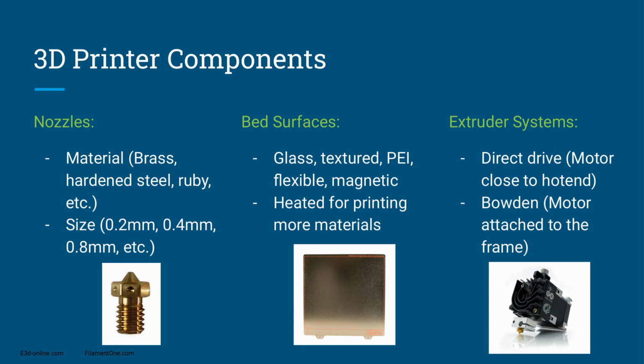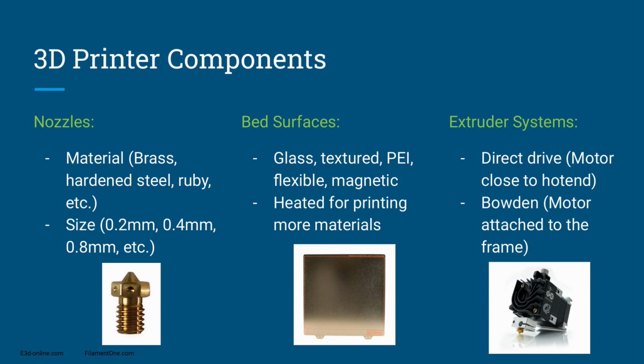You can see that image down there is a direct drive hot end, where the motor is right above the hot end and nozzle, so it has a very short path to push the material to the hot end, which is a benefit for, say, printing flexible materials like TPU.